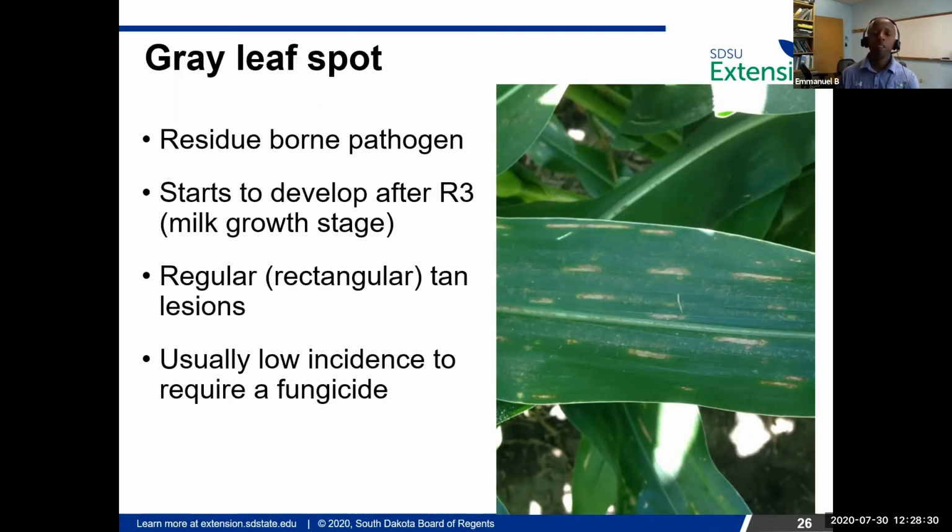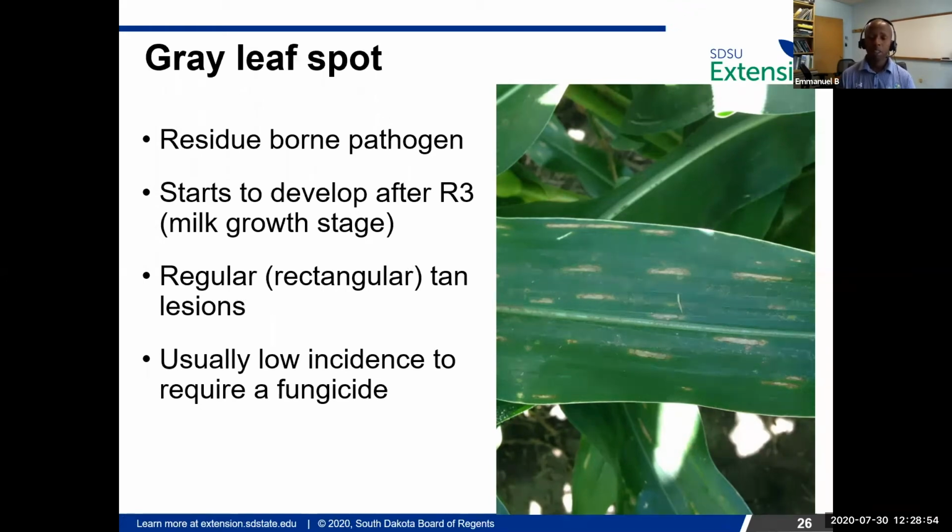You will see gray spots start to develop a bit later in the season as well. So it's not something you'll see earlier in the season. And again, the shape is rectangular and they are interrupted lesions. So you just have shorter lesions on the leaves. So as I mentioned, this disease is usually very light.